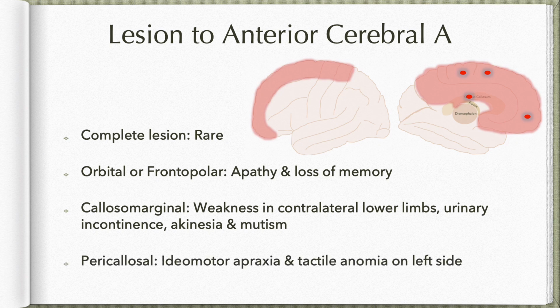Then we have pericallosal branch involvement, which will result in ideomotor apraxia, that is, the patient will not be able to perform a learned movement, and tactile anomia on the left side. Especially when he is holding some object in the left hand and wants to name it, he won't be able to, because the information from the left side is transferred to the right hemisphere. From there it has to be transferred to the left hemisphere for it to be vocalized, because speech areas are on the left side. That is not happening because of the involvement of the corpus callosum here. So these are the effects of lesion to the anterior cerebral artery.